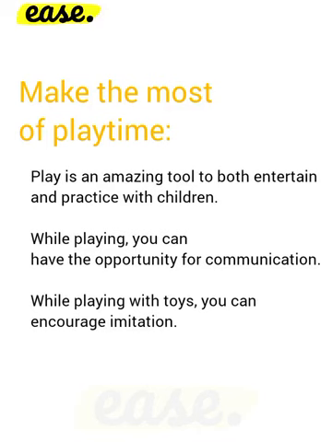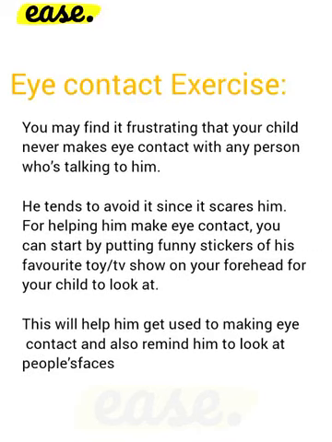The third strategy is the eye contact exercise. As parents, you may find it frustrating that your child with autism never makes eye contact with any person who's talking to him or her. They tend to avoid it since it scares them. For helping your child make eye contact, you can start by putting funny stickers of your child's favorite toy, favorite movie character, favorite Disney character, or favorite TV show on your forehead for your child to look at.